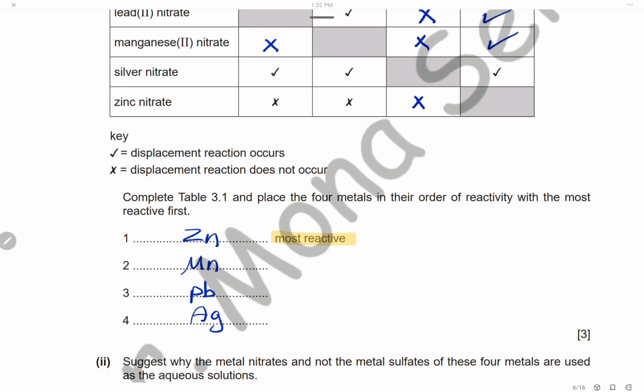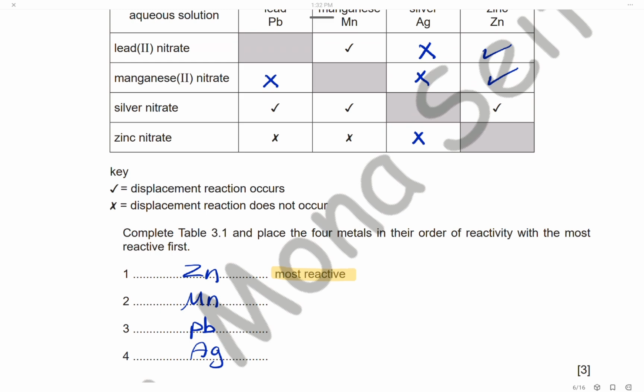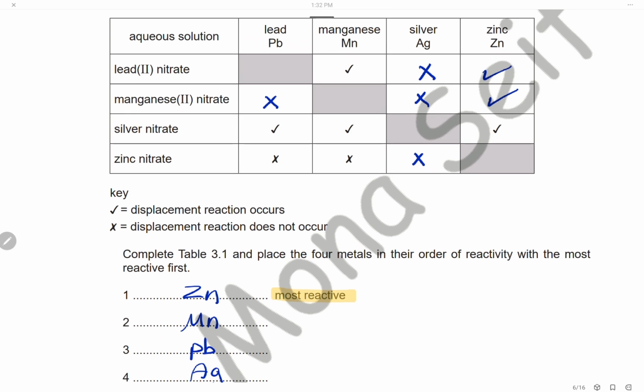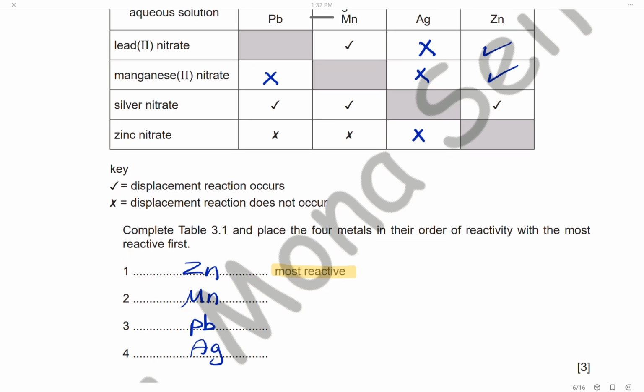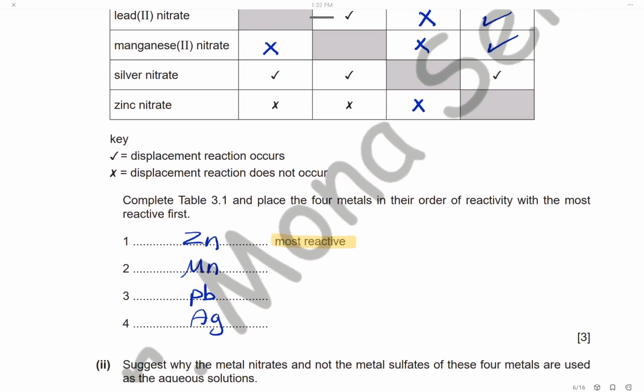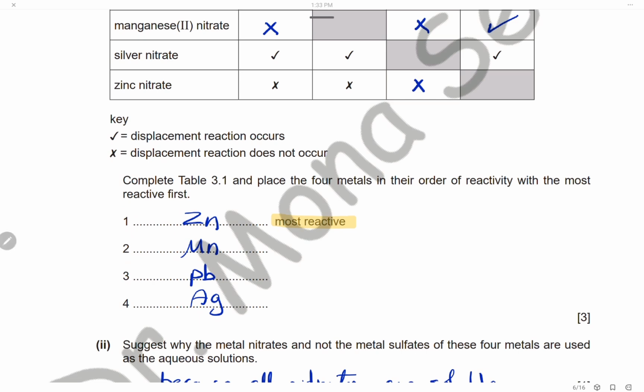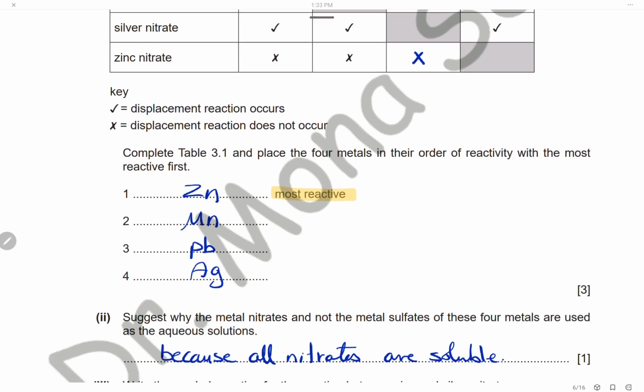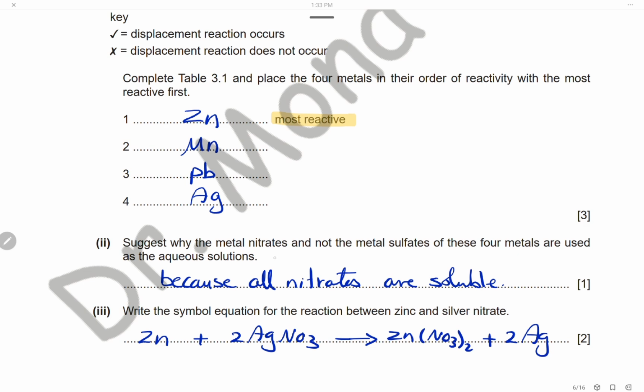Here, we have to complete the table, putting a check mark for the displacement and a cross mark for no reaction, or where the displacement reaction doesn't occur. The order of reactivity from the most reactive to the least reactive: zinc, manganese, lead, and silver. Suggest why the metal nitrates and not the metal sulfates of these 4 metals are used for preparing the aqueous solutions. Of course, we're using nitrates because all nitrates are soluble.